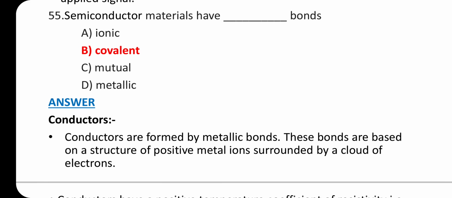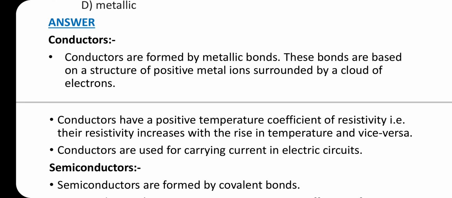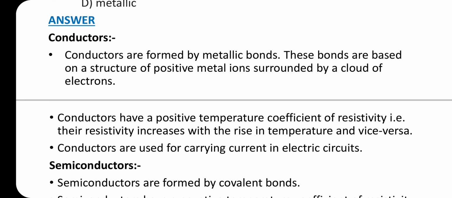55. A semiconductor material has dash bonds. Answer is option B, covalent bonds. Conductors. Conductors are formed by metallic bonds. These bonds are based on a structure of positive metal ions surrounded by a cloud of electrons.